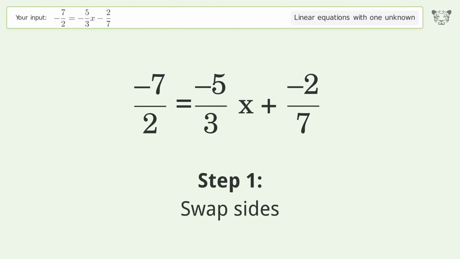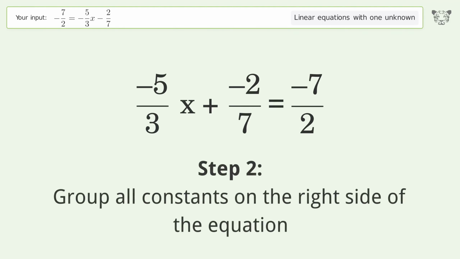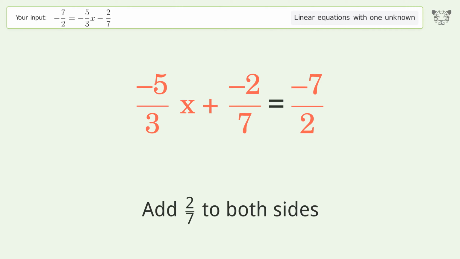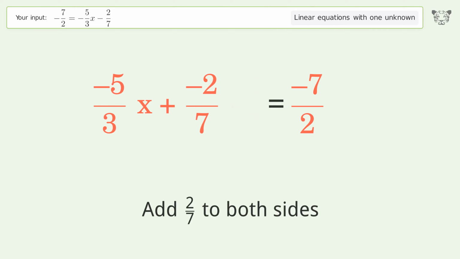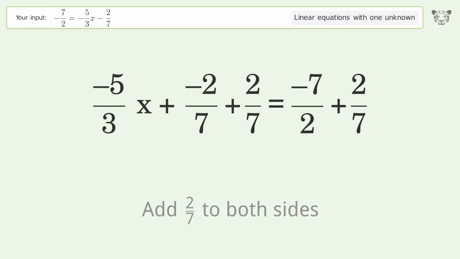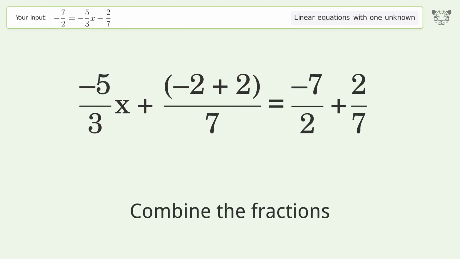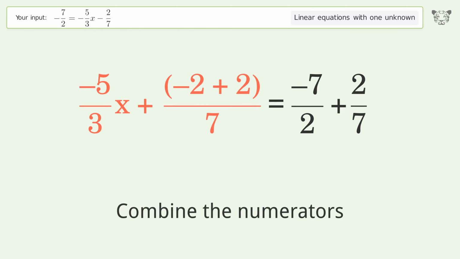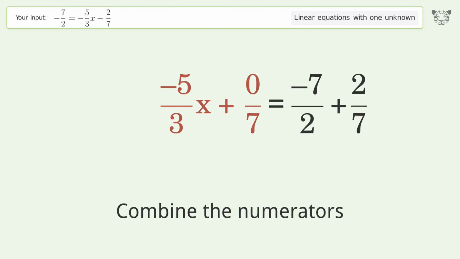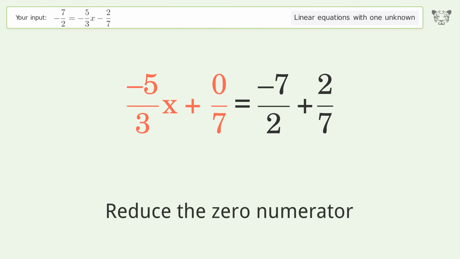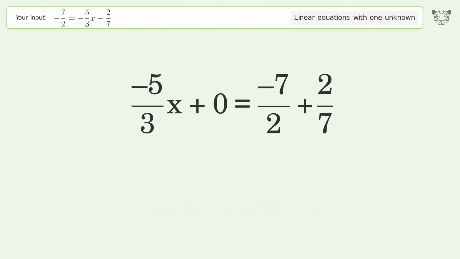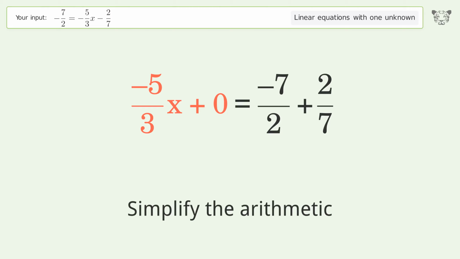Swap sides. Group all constants on the right side of the equation. Add 2 over 7 to both sides. Combine the fractions. Combine the numerators. Reduce the zero numerator. Simplify the arithmetic.